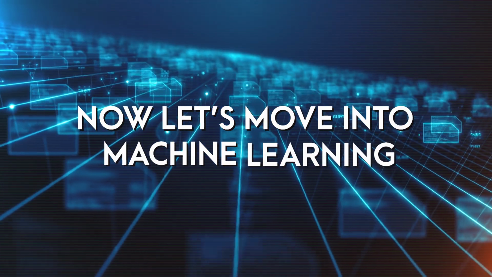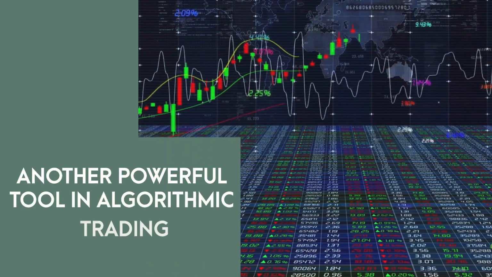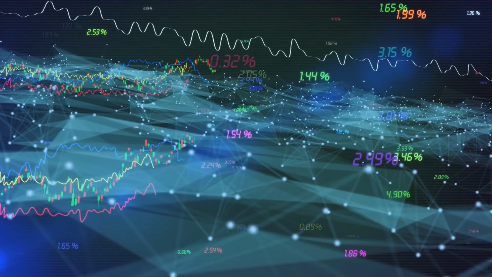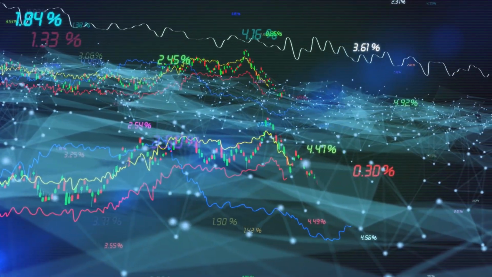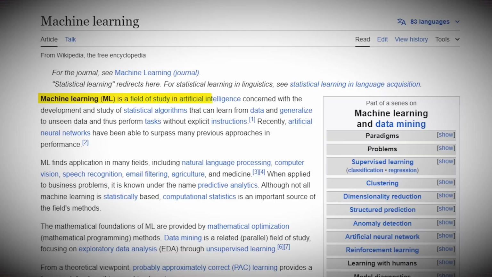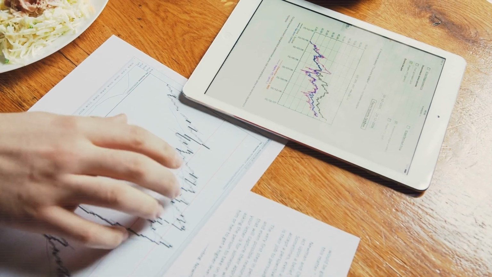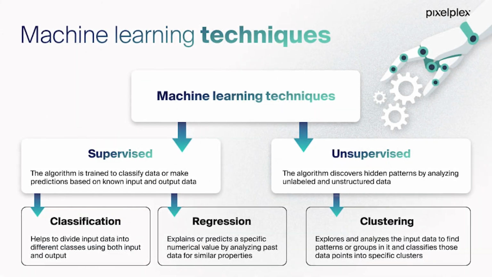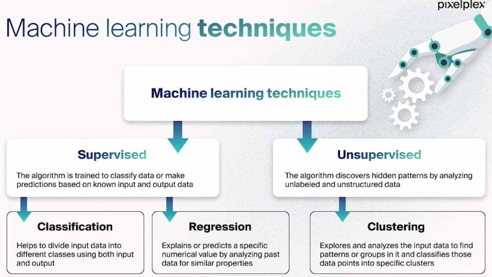Now let's move into machine learning, another powerful tool in algorithmic trading. Machine learning, or ML, has transformed how traders analyze complex data sets, uncover patterns, and optimize strategies. Machine learning models learn from data, making them particularly good at finding relationships that traditional statistical models might miss. Let's break down the key ML techniques in trading.